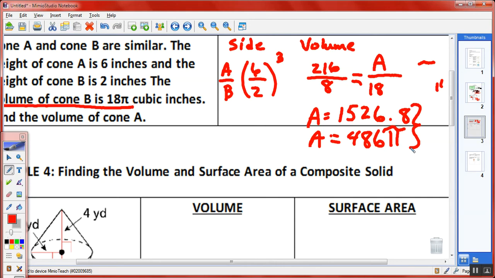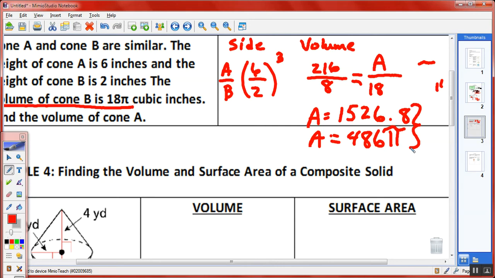Okay. So do you see what I did there? They started out with a volume in terms of pi. We ended with a volume in terms of pi, or we also converted it to a decimal. Do you understand? If they say go to the nearest tenth in your assignment, you know what to do for an answer. If they say leave it in terms of pi, you know what to do in terms of an answer. Okay.